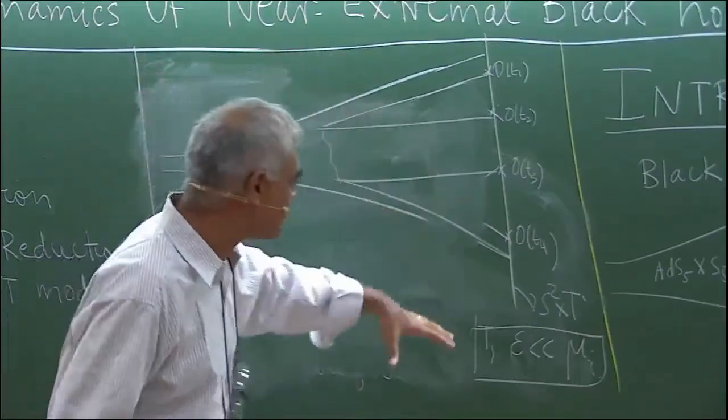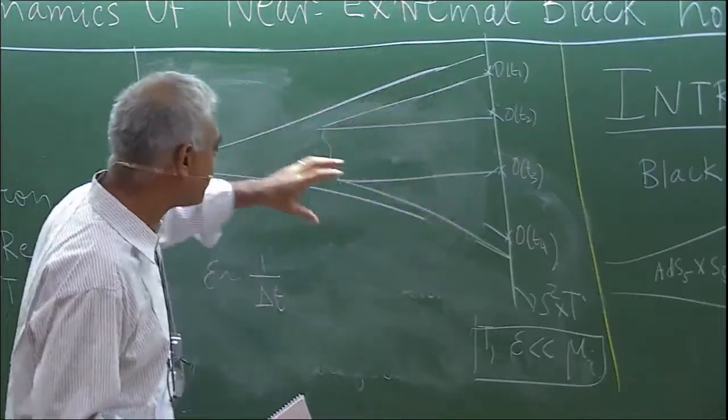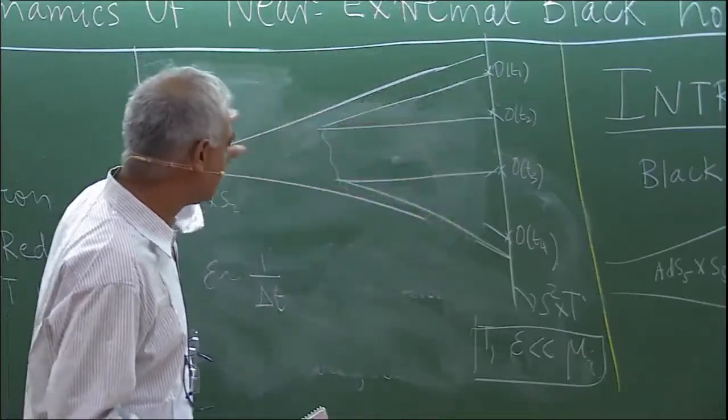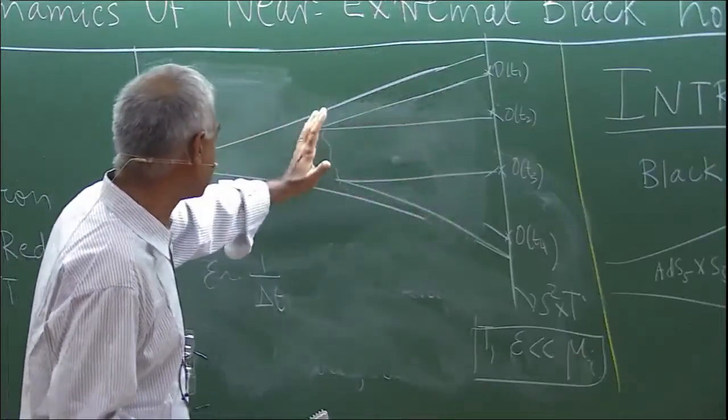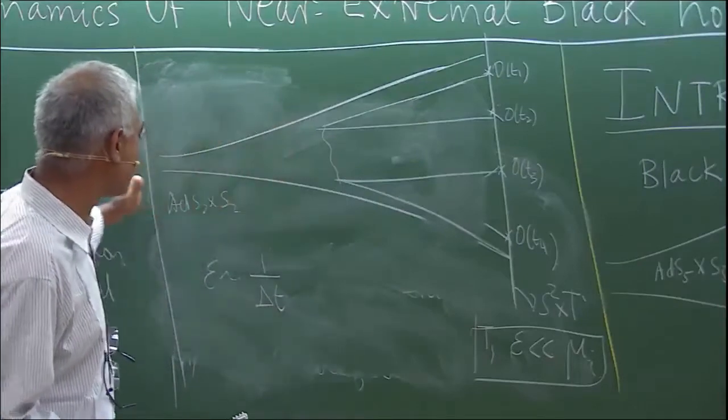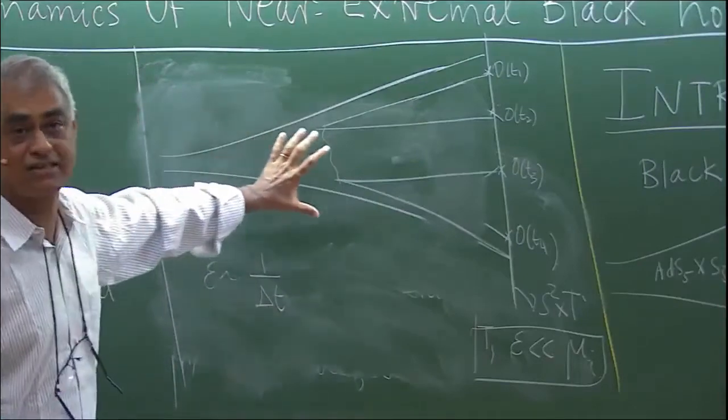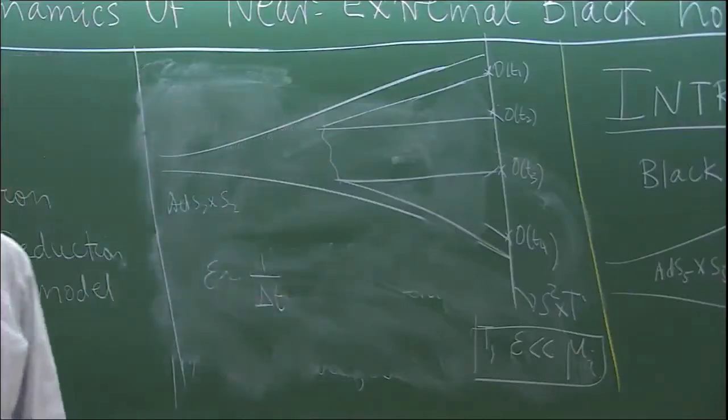Okay, when you set up the 4-point function using bulk to boundary propagators or in whatever way you want to, you find that except for contact terms, all the contribution comes from the region which is in the AdS2 cross S2 part, near AdS2 cross S2 part.